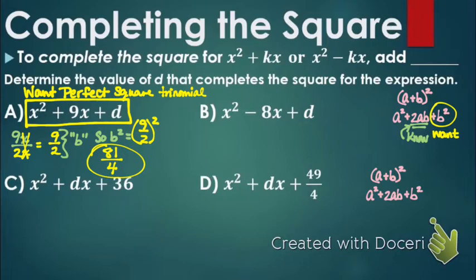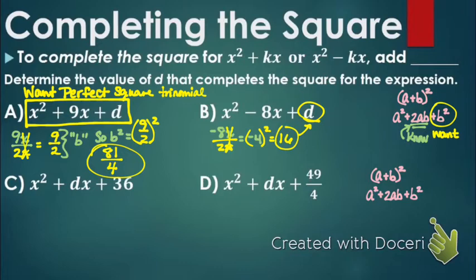What should that value for D be? 16. So I'm going to take that negative 8x and divide it by 2x. So I end up with negative 4, and I need to square it. So 16 is what I should put in the place of this value for D.